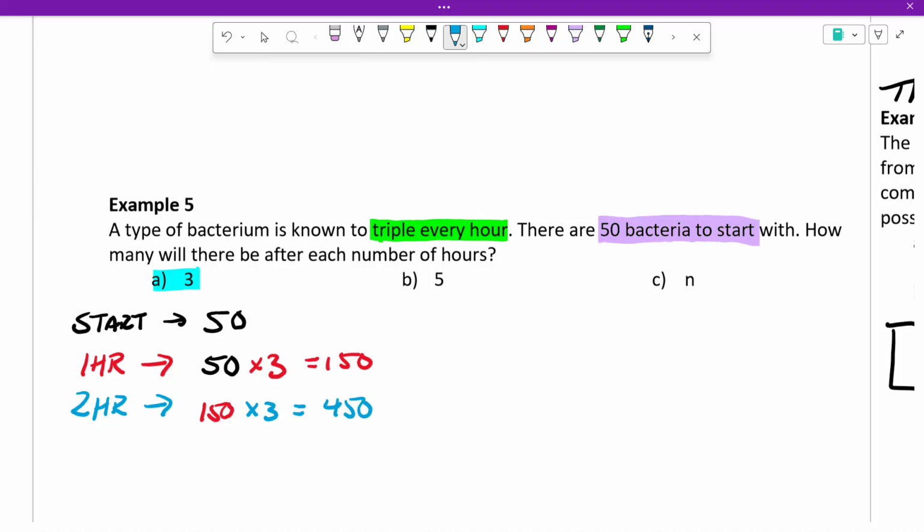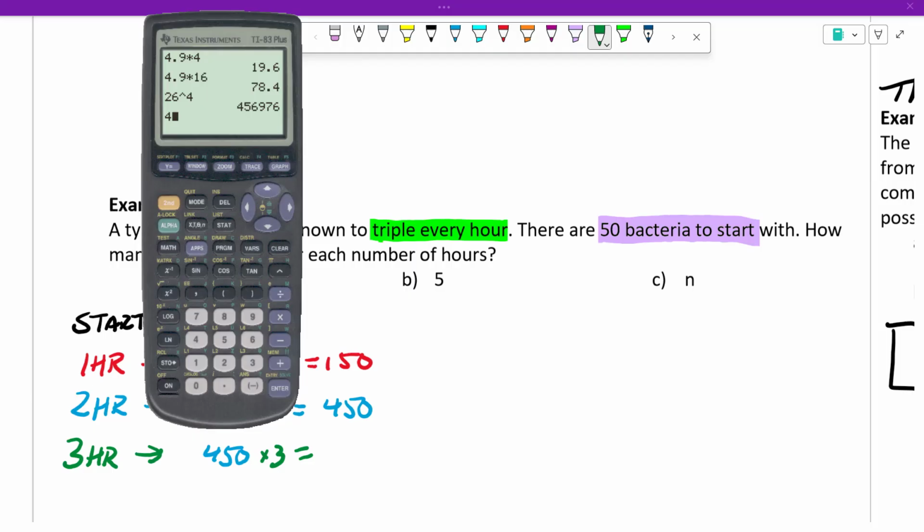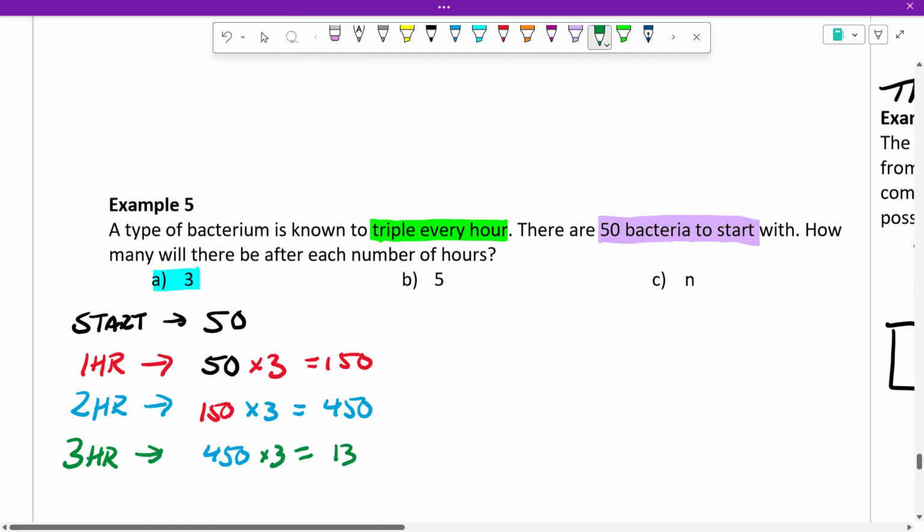Right? Then now we can almost answer a question. The 3 hours is not too bad. How many would there be after 3 hours? What's our calculation we would do? 450 times 3. You triple 450. Grab my calculator for that one. Times 3 is 1,350. So we can say after 3 hours, there'll be 1,350 bacteria.